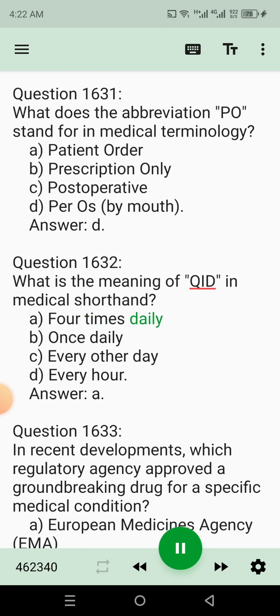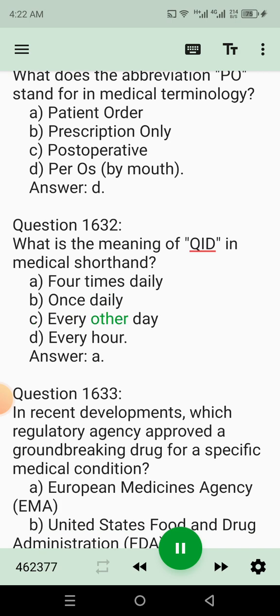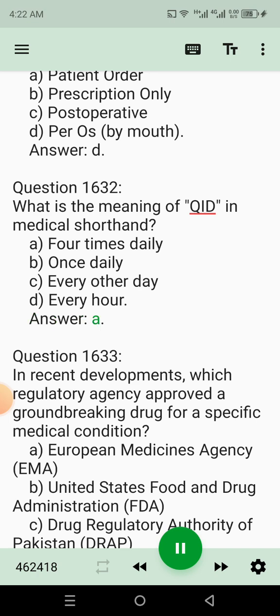Question 1632. What is the meaning of QID in medical shorthand? A. 4 times daily. B. Once daily. C. Every other day. D. Every hour. Answer: A.